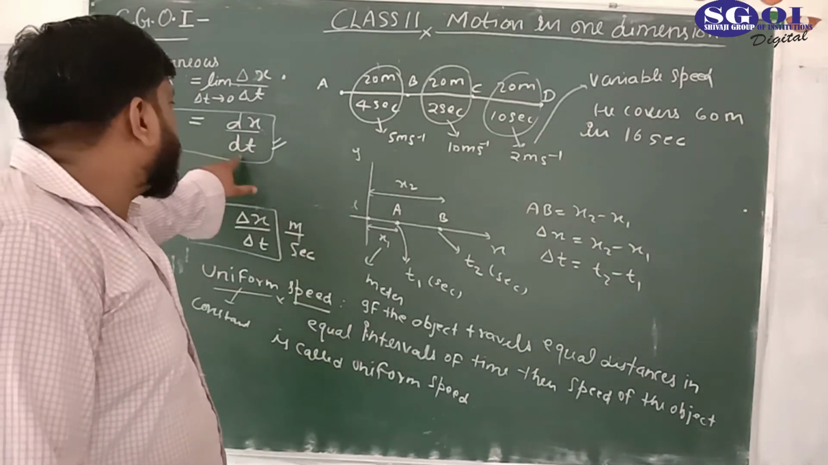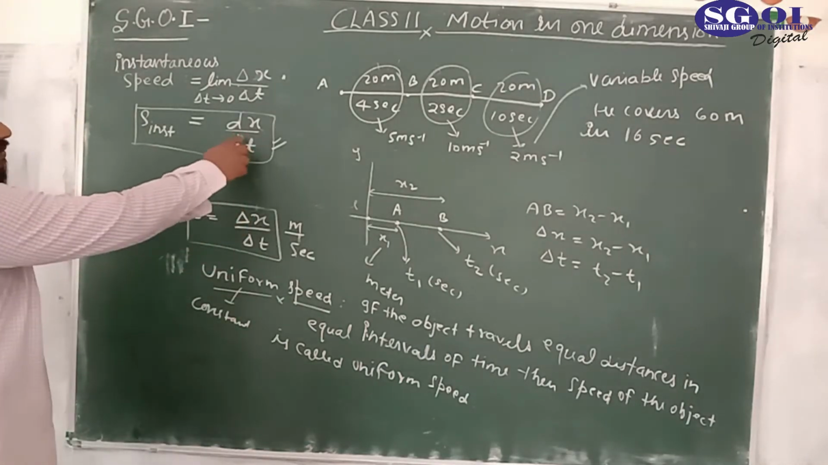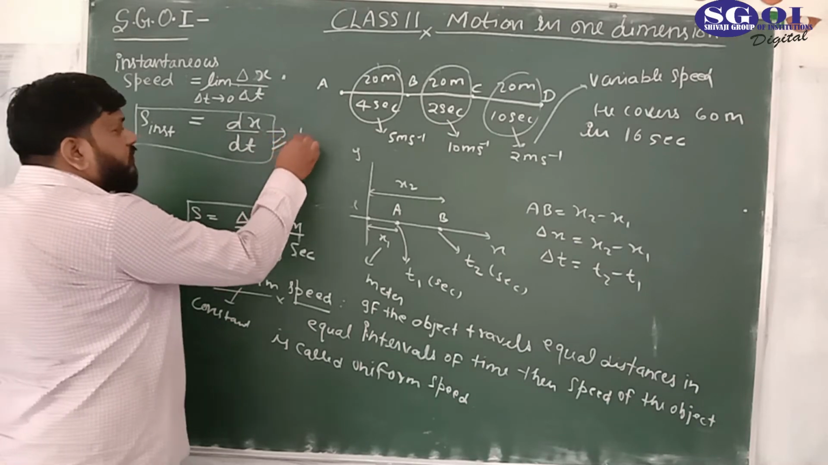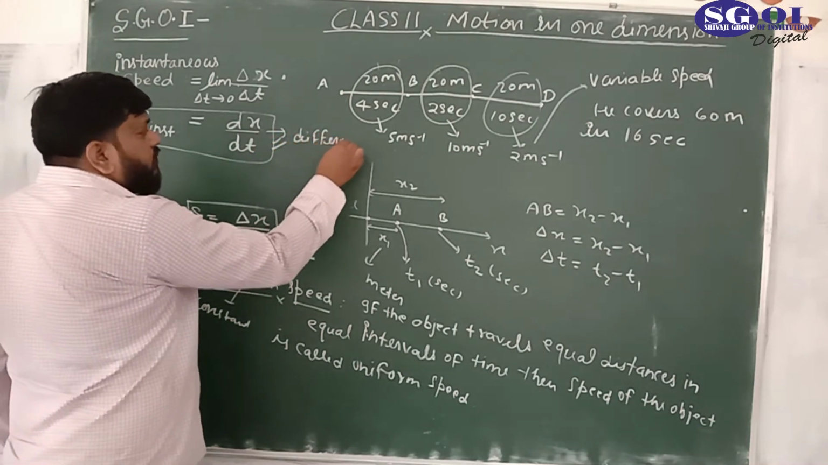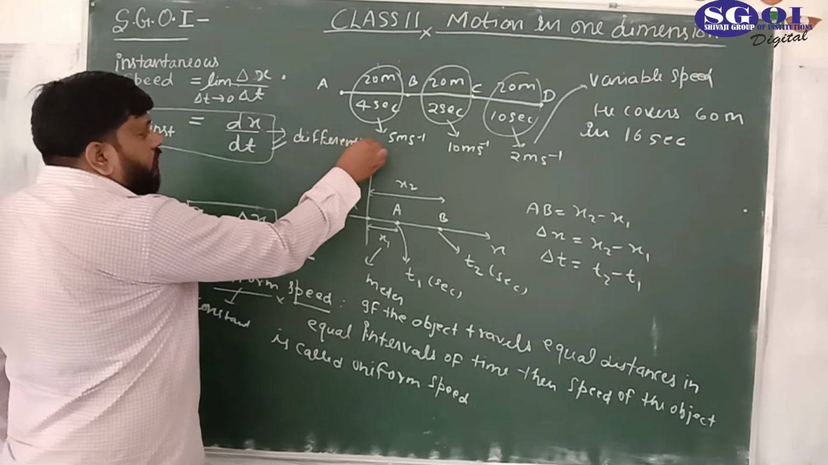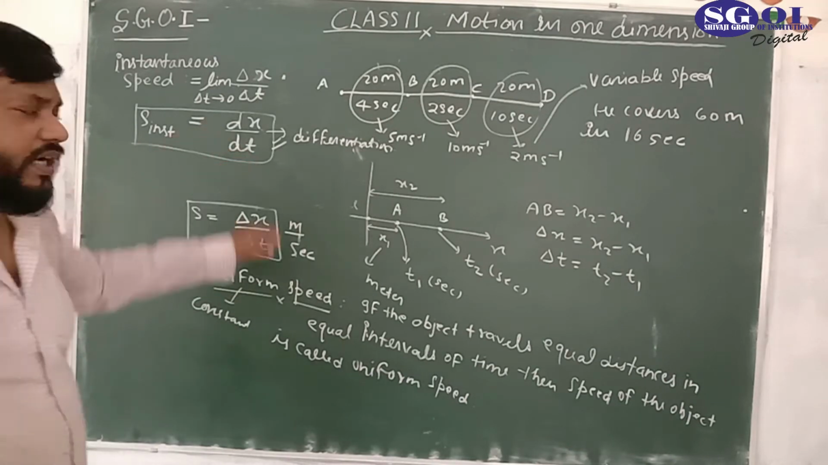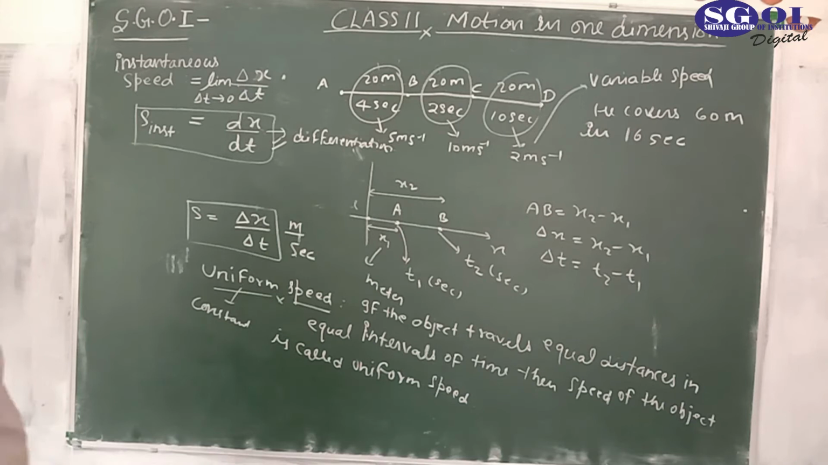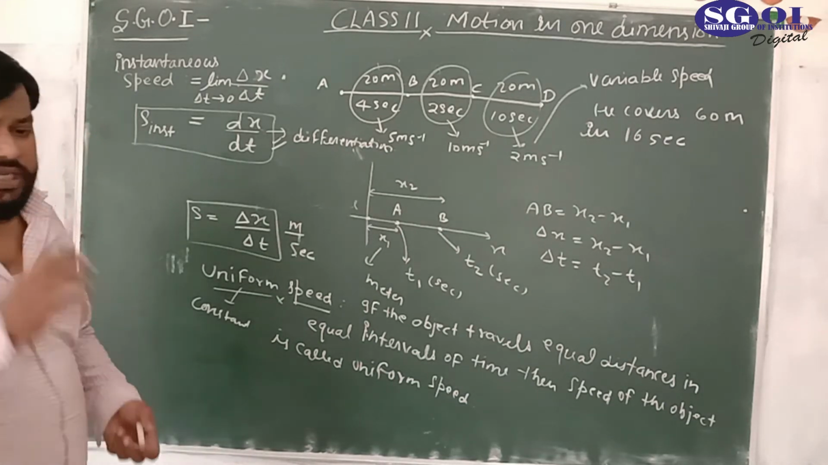We have to differentiate the distance equation, and distance is also depending on the time. So dx by dt we have to find out. It is the differentiation. d by dt is called differentiation. And in mathematics, d by dt denotes the slope, the slope of the x graph. So this is instantaneous speed.